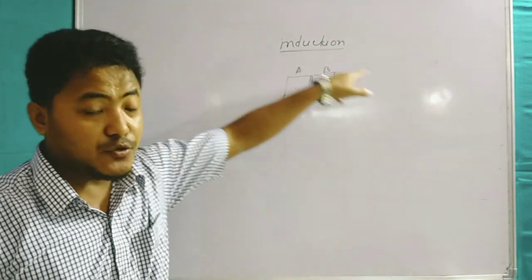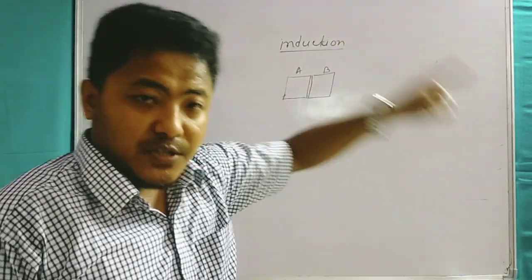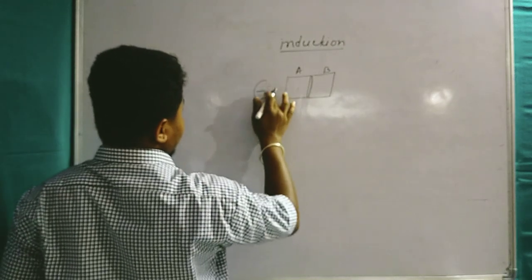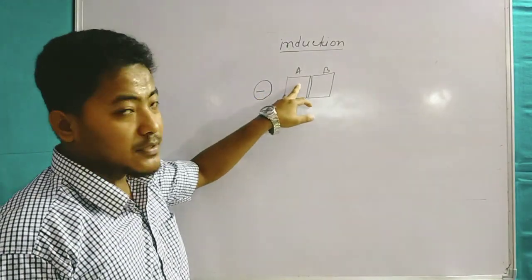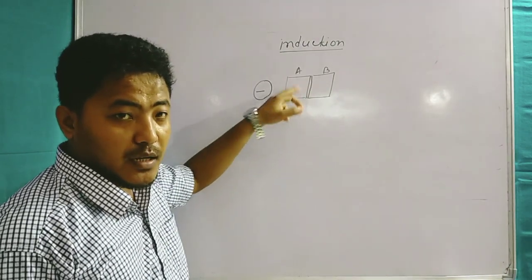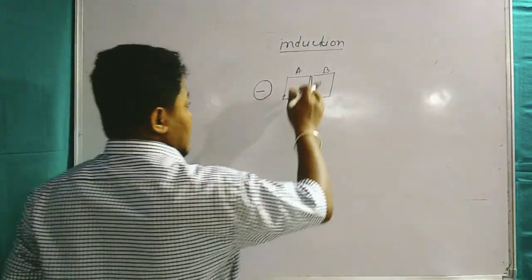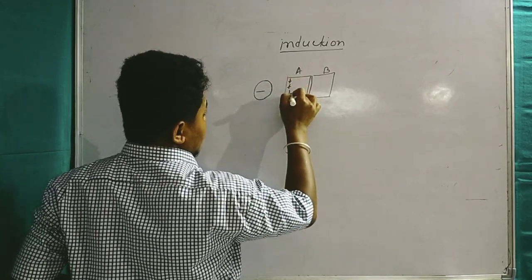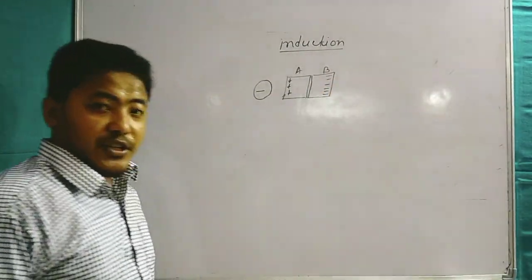By the process of induction, in order to make this body A positively charged, I will bring a negatively charged body nearby it. Why? Because I want to make this body A positively charged. Then what will happen? When this negative body is placed near A, the positive charge from these two bodies will come this side and negative charge will go this side due to the attraction and repulsion property.